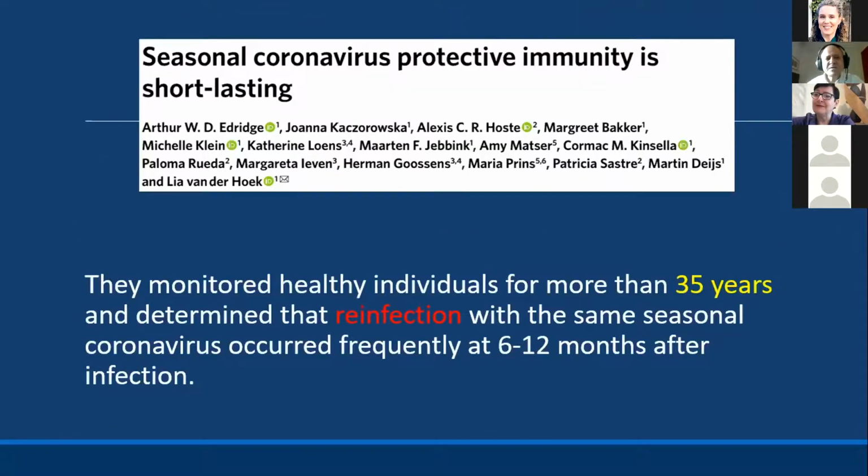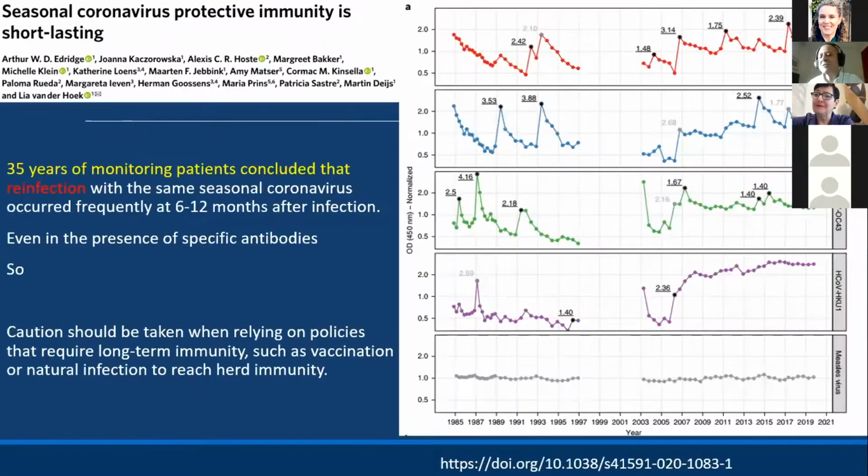I'm not going to go deep into this, but this is a very interesting paper where researchers actually followed the normal corona, the common cold corona. They followed people over 35 years, and they noticed something interesting: people have sort of ups and downs with the antibodies correlating with infection, and they found that people can be infected once every 6 to 12 months. This is the normal common cold.